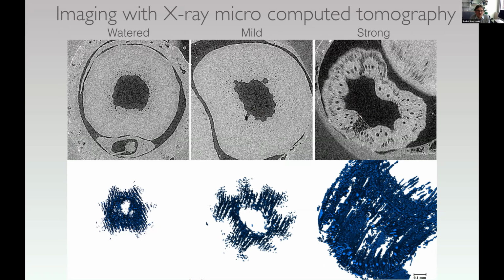So these are the results of X-ray microcomputed tomography, and it was really successful. We could see cavities. This is watered plants. This is a mild stress, and this is very strong stress. So you can see that cavitation generates black cells, and there are lots of black cells now in the stem.